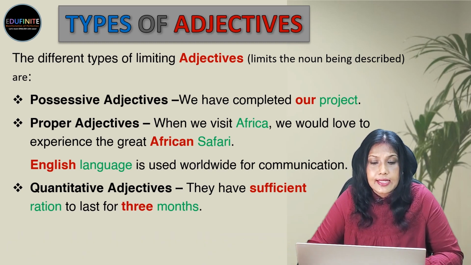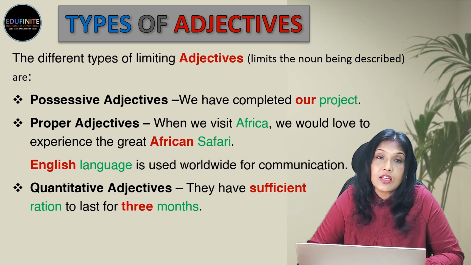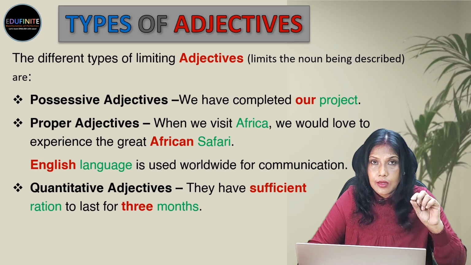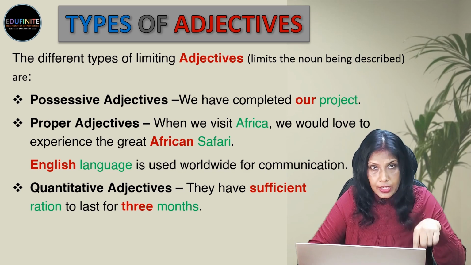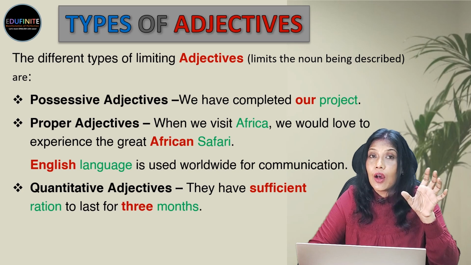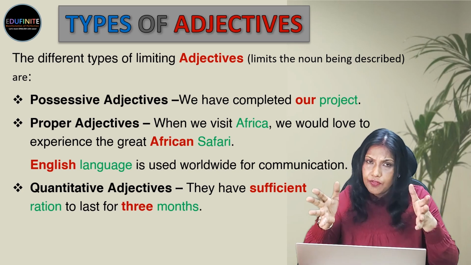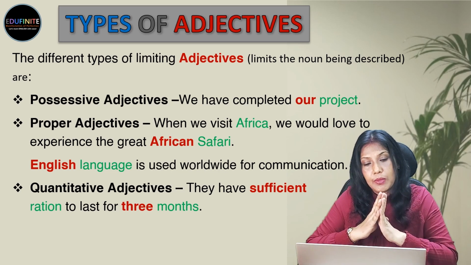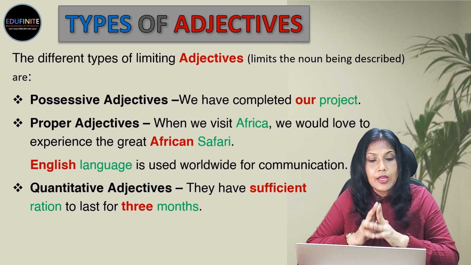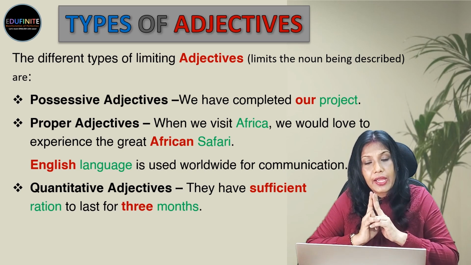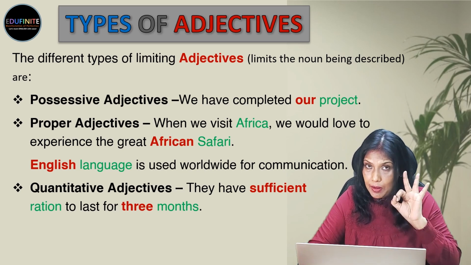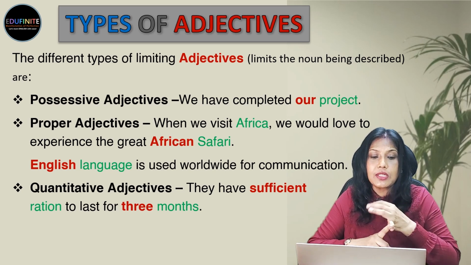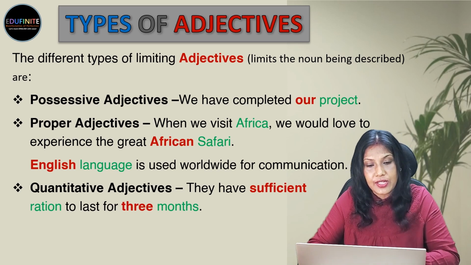So the sentence, they have sufficient ration to last for 3 months. The first one, sufficient, which is modifying the noun ration, is giving us the idea of amount. Sufficient means that's ample, but it's not giving a concrete amount. But the next one, 3 months. 3 is modifying the noun months, and that's a concrete number. We know exactly how many months.